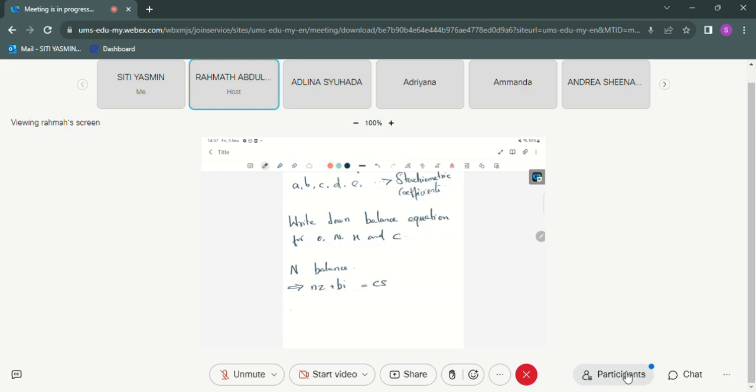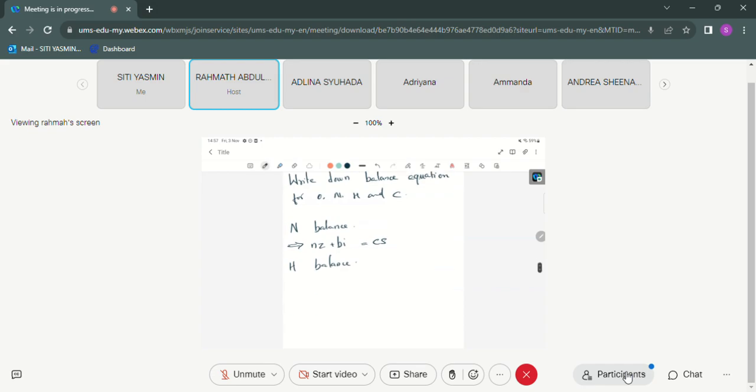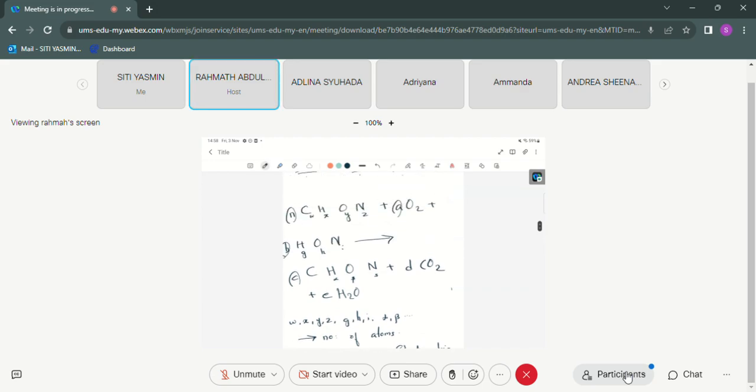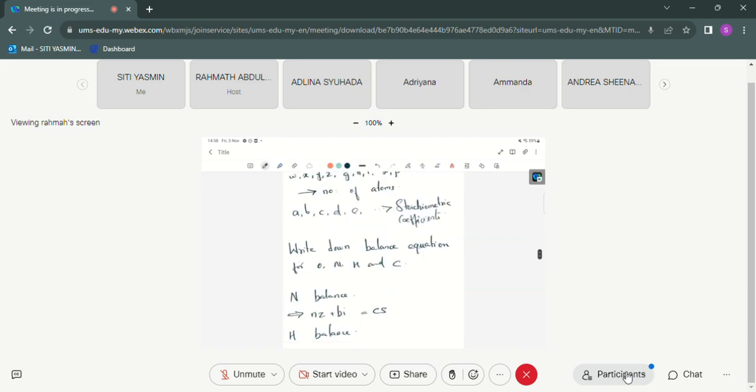Now I want you to write down the balance for hydrogen as well as oxygen. Try by yourself, first hydrogen and then oxygen. You have to see for hydrogen, you can see over here. So this is called the balance equations.